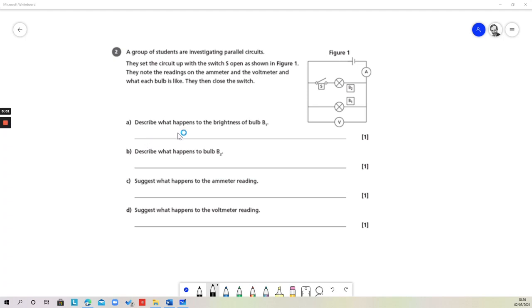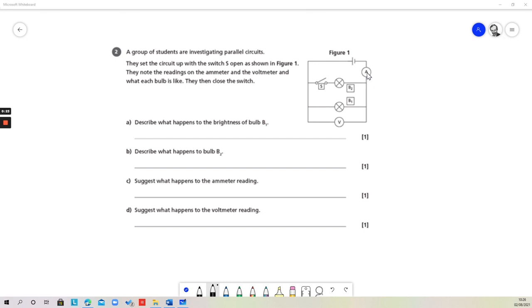The question here is about a circuit. Let's just have a look at the circuit and make sure that we're familiar with what's going on here. We've got a cell or a battery in the circuit here. We've got two bulbs, and most importantly, these bulbs B1 and B2 are in parallel. We've got a switch there, which is next to bulb B2.